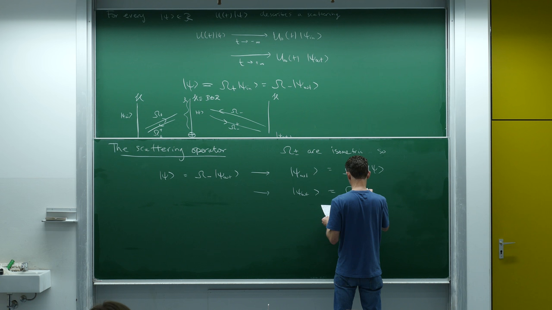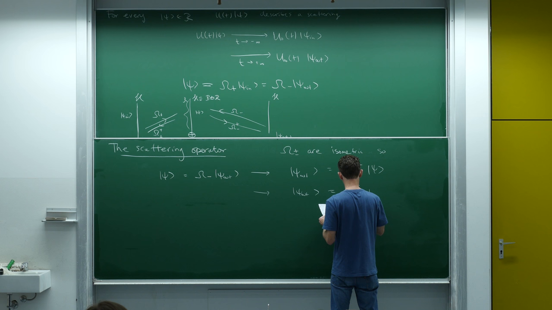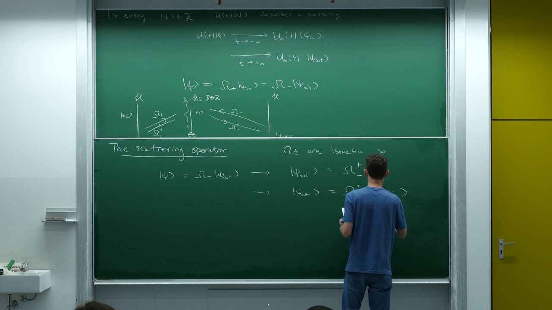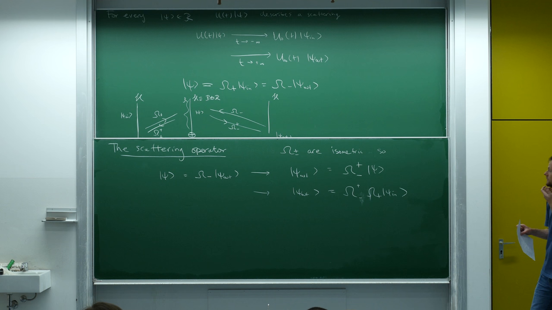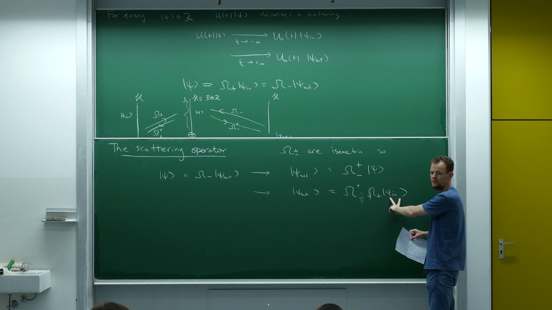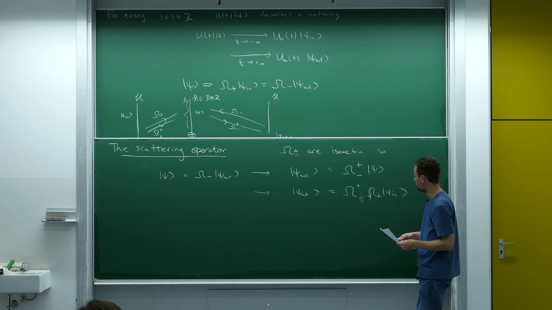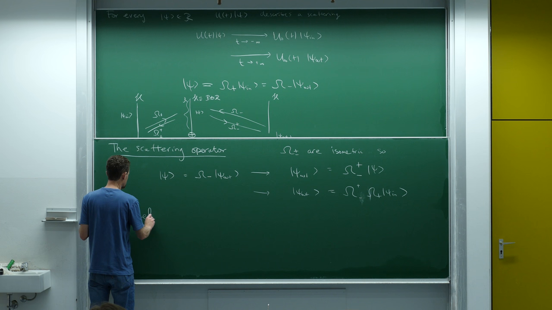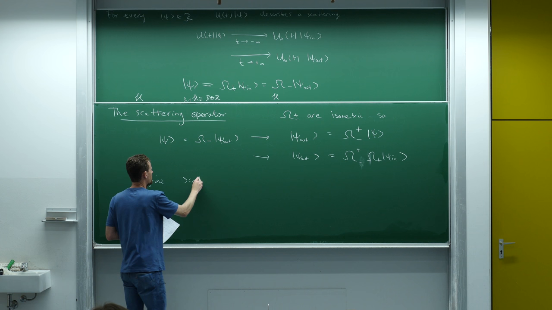And I'll do it the other way around. Psi is omega plus on psi in. Psi out is omega minus dagger on psi. And with that, we've constructed the scattering operator.